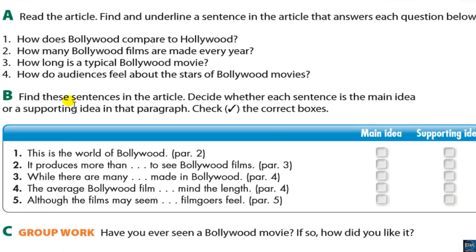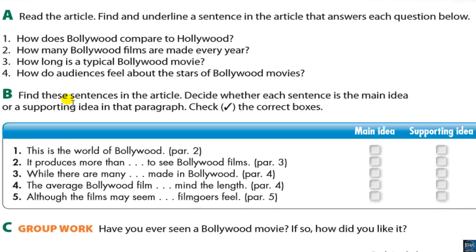B. Find the sentences in the article. Decide whether each sentence is the main idea or a supporting idea in the paragraph. Check through the correct boxes. So in this exercise here, you read the sentence and you think this sentence is main idea or supporting idea. The main idea in a paragraph most of the time is the first sentence in a paragraph. The main idea has all the main information in it. Supporting idea is giving details to the main idea, giving examples to the main idea, or elaborating, explaining the main idea.